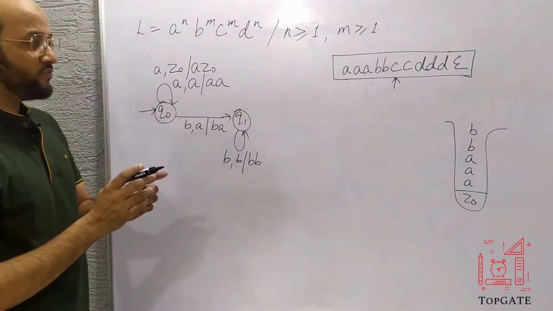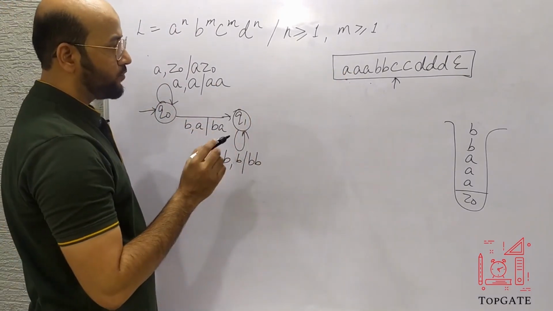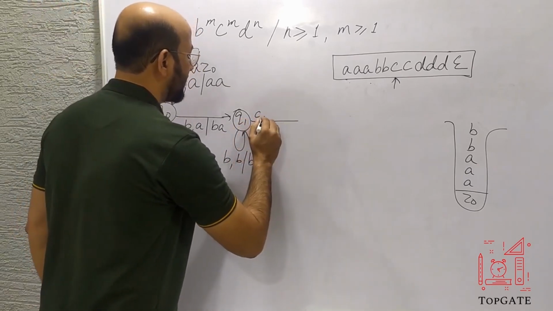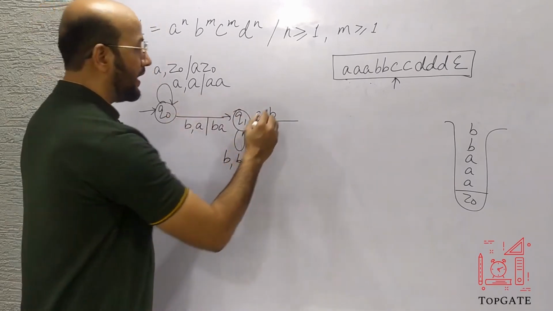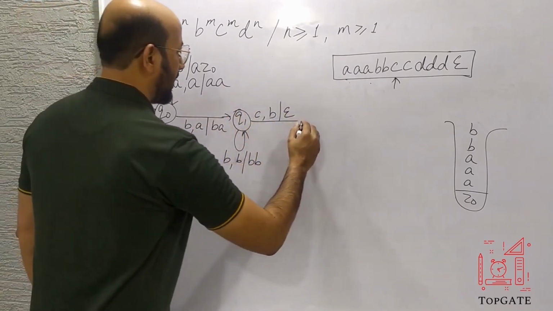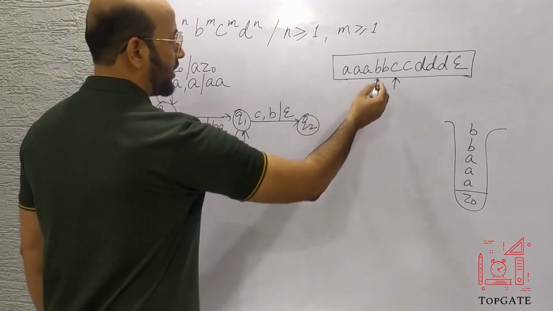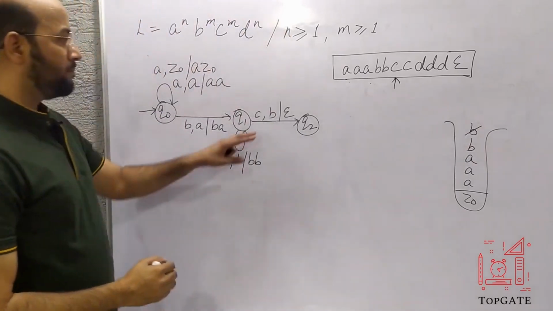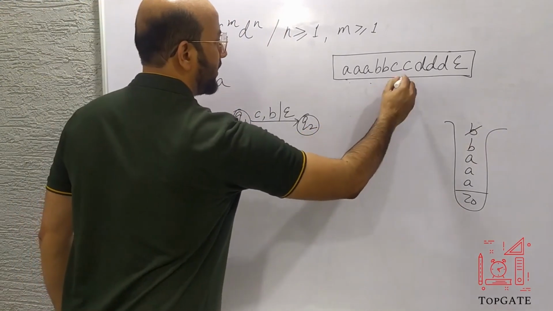Now from this point onwards, we have to start popping the elements. What element am I getting right now? First of all, I'm getting C. So I'll take a move for C: the element to process is C, the top stack element is B, and what we have to do? We have to pop. So we'll write epsilon and we reach state Q2. For this C, one B will be popped out. So one B is gone now, and the pointer will now move on to the next C.